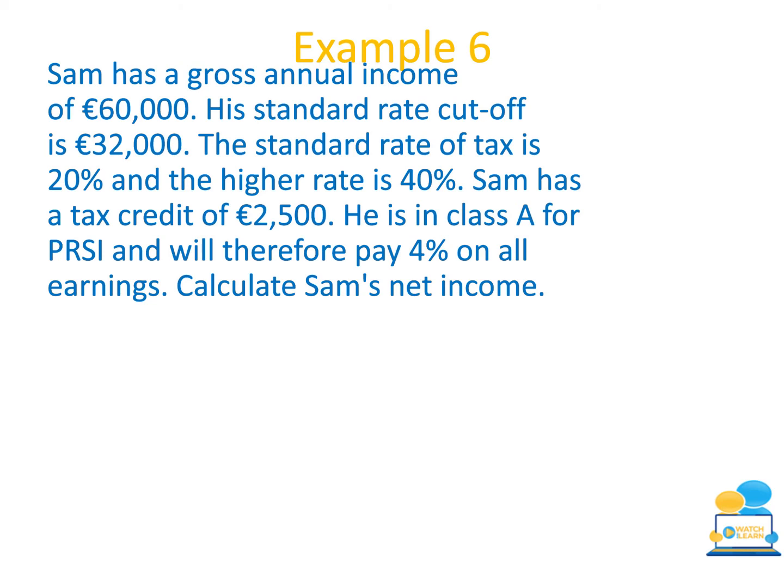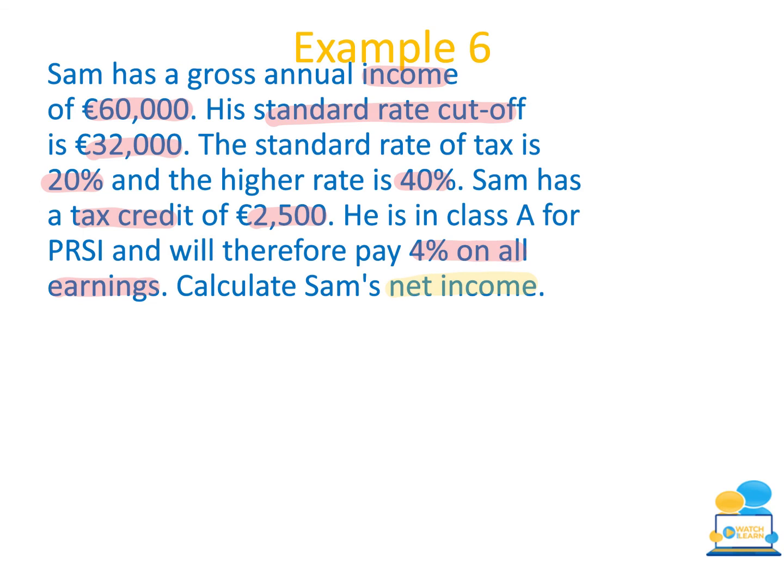Calculate Sam's net income. So again, this question here is asking us to find his net income or his take-home pay. And the important piece of information they give us, they tell us his income is €60,000. The standard rate cut-off is 32,000. So he's going to pay the lower rate of tax, which is 20% on the first 32,000. And then he's going to pay the higher rate tax of 40% on everything else he earns after 32,000 going up to 60,000. They also tell us that he has a tax credit of €2,500. And that he's in class A of PRSI, which means he has to pay 4% on all of his earnings.